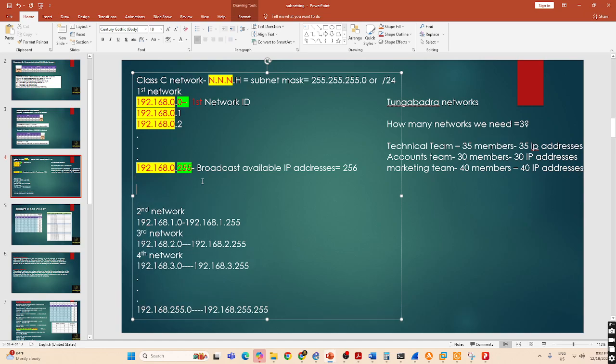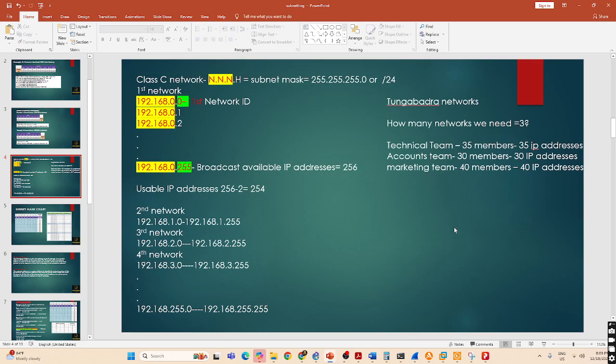So what are the usable IP addresses? 0.1 to 0.254. You can say simply 256 minus 2 equals how many? 254. So in this network, how many usable IP addresses do we have? 256 minus 2, because these 2 we are not using, right? We are not assigning them to any system, right? So how many usable IP addresses here? 254. Everyone is clear?